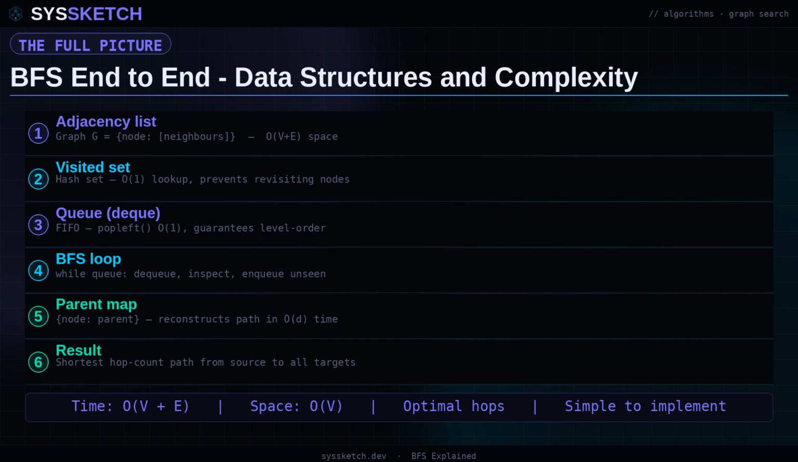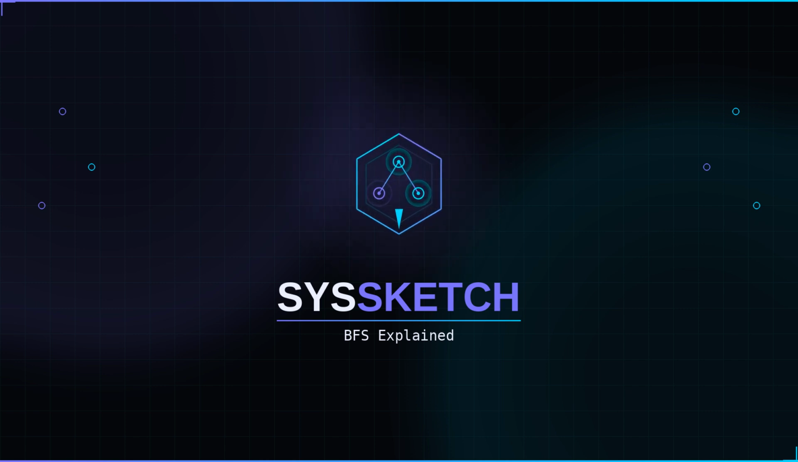Time complexity O of V plus E, space complexity O of V, provably optimal for unweighted shortest paths, simple enough to implement correctly in a dozen lines, running in production systems around the world every single day.